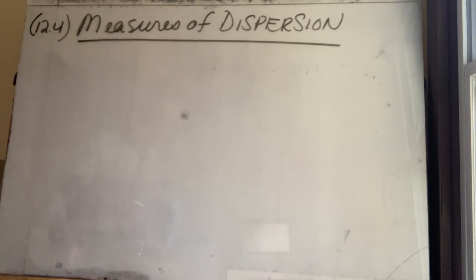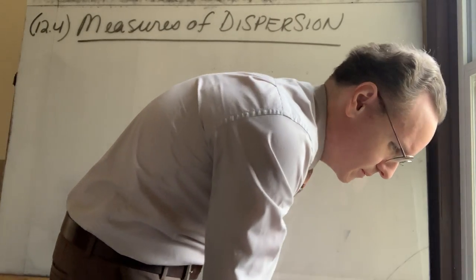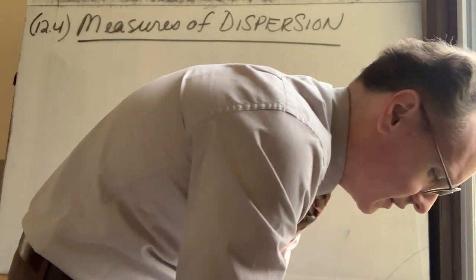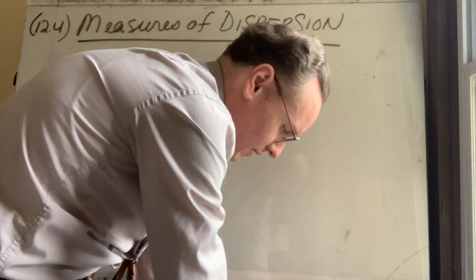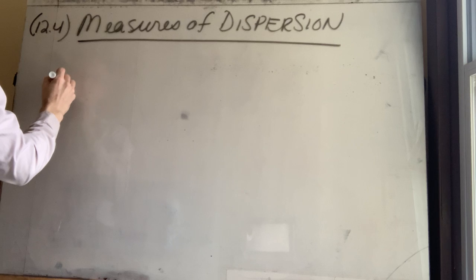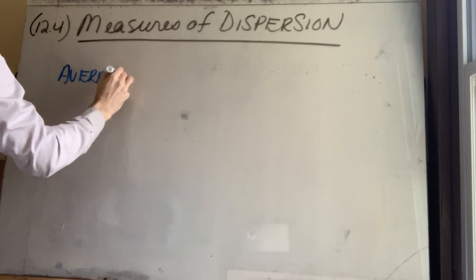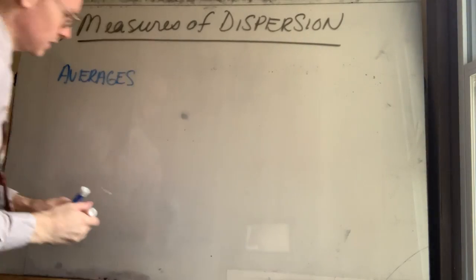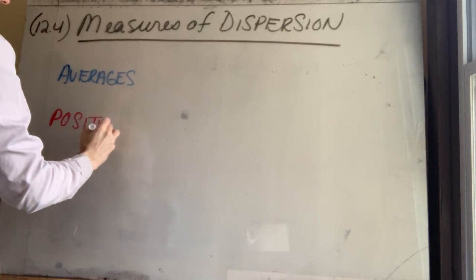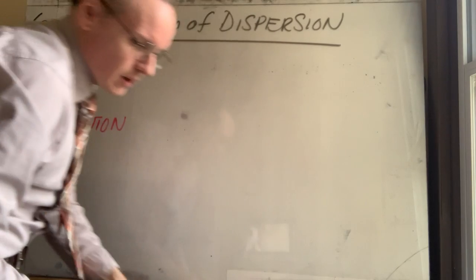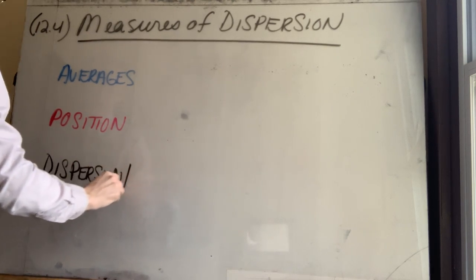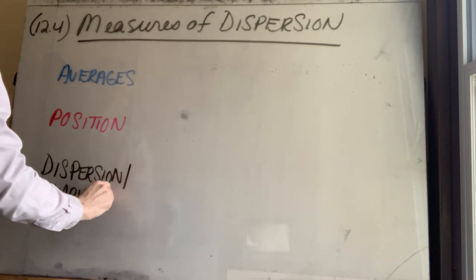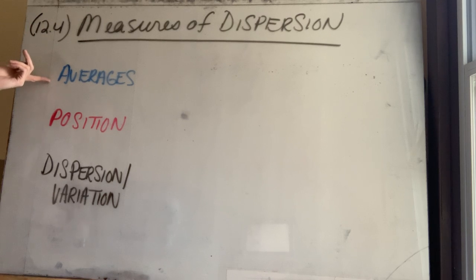All right. Dispersion has another name, variation, which I have an affinity for. But anyhow, think about it this way. We have discussed at this point averages, measures of central tendency, and position. And just for the sake of comparison, what we will discuss now is dispersion, otherwise known as variation. It's like these alternatively has the title Measures of Central Tendency, which kind of implies what it means.